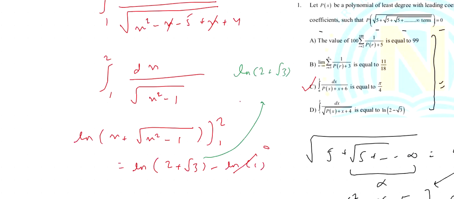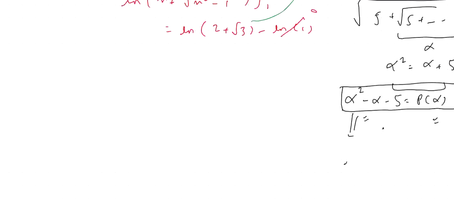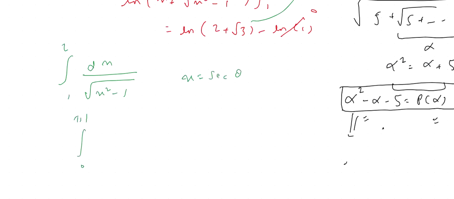If you don't memorize this formula, we can derive it also: dx upon square root of x square minus 1 from 1 to 2. Let us put x equals secant theta. So theta limits will be 0 to pi by 3, right? And dx will be equal to sec theta tan theta d theta, and square root of sec square theta minus 1 is tan theta, so it will nullify.